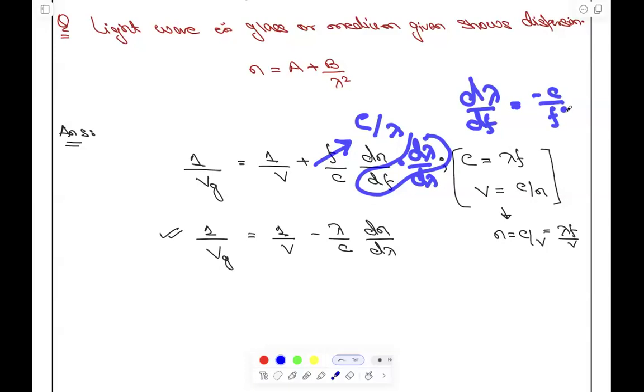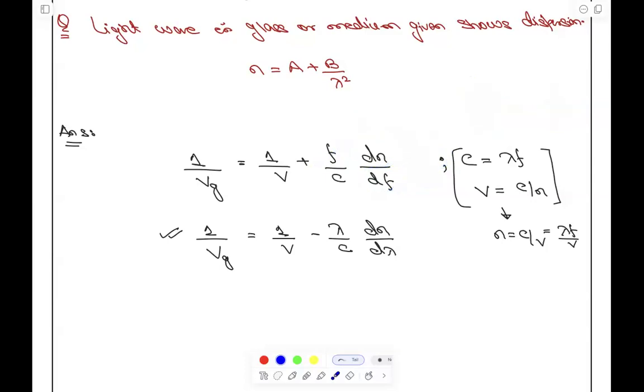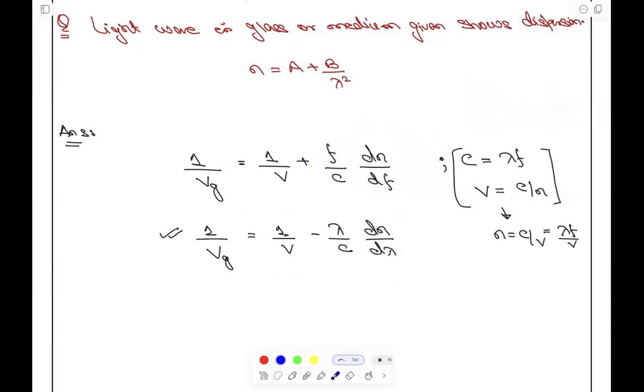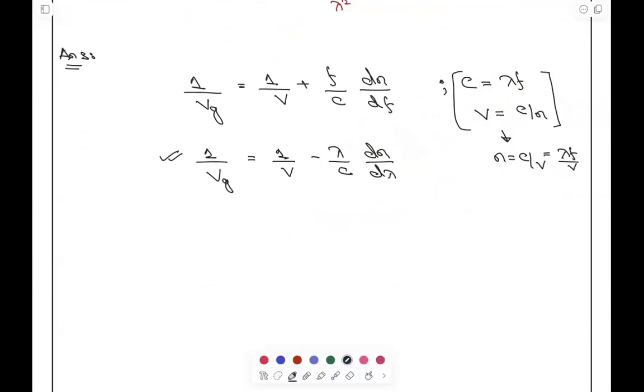Minus c by f square, yes or no? How you got this one? सर, इसमें अगर f की जगह हम डायरेक्ट c बाय लैम्डा पुट कर दें तो d ऑफ c बाय लैम्डा, सर c कॉमन लेके d ऑफ 1 बाय लैम्डा, सर माइनस 1 अपॉन लैम्डा स्क्वायर d लैम्डा डायरेक्ट आ जाएगा। सिंपल वैल्यू पुट करना है। यस, so 1 by v.